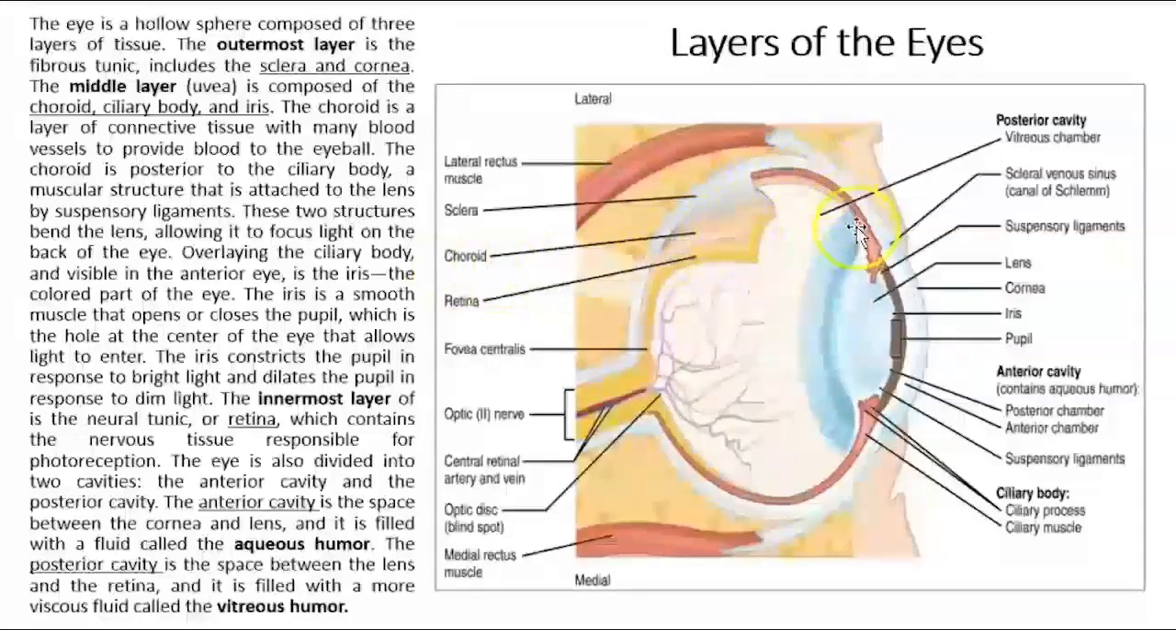It continues with the ciliary body, which is going to be the second part, and the third part is going to be the iris. The ciliary body produces this muscular mass that is going to be able to hold the lens in place using the suspensory ligaments.